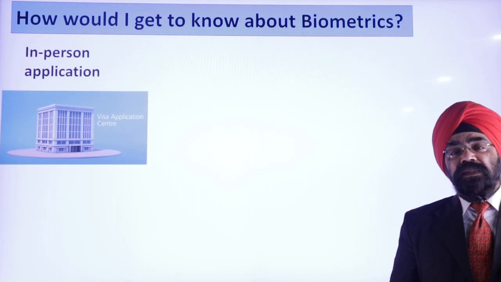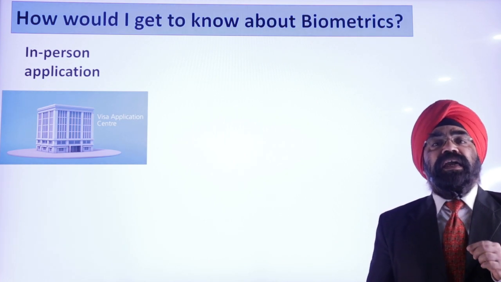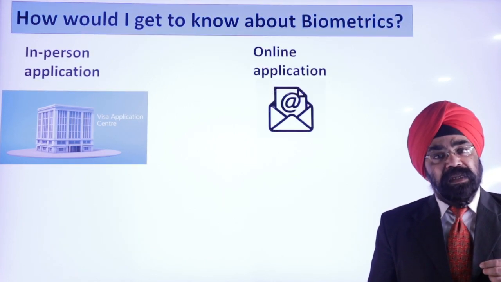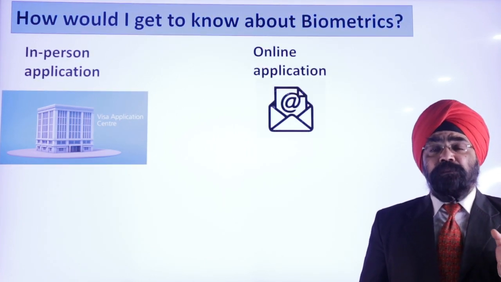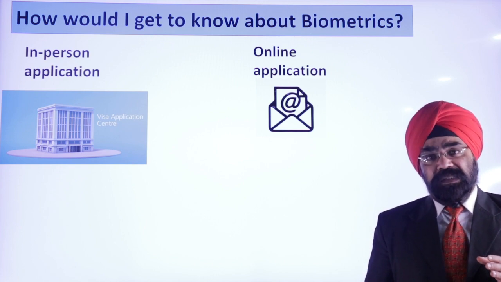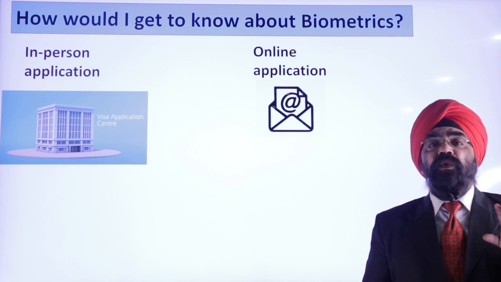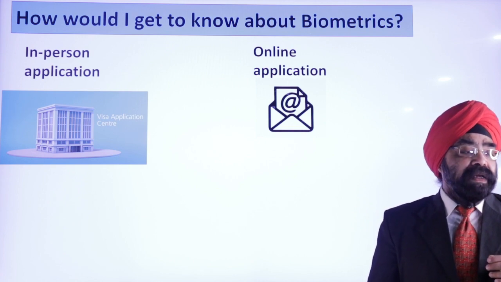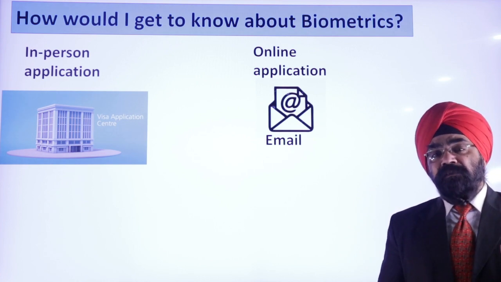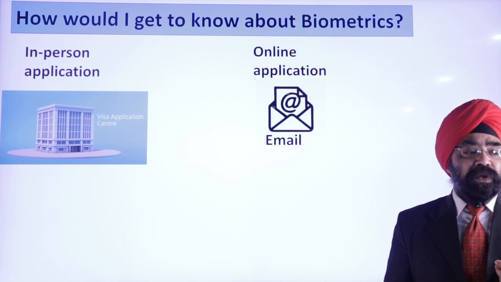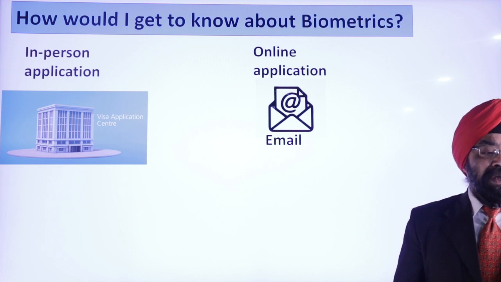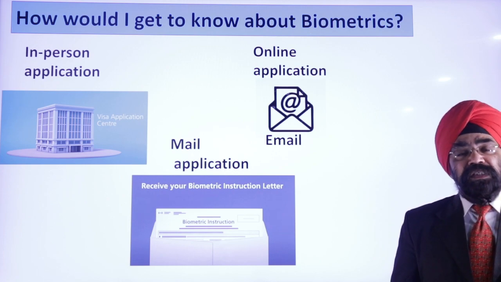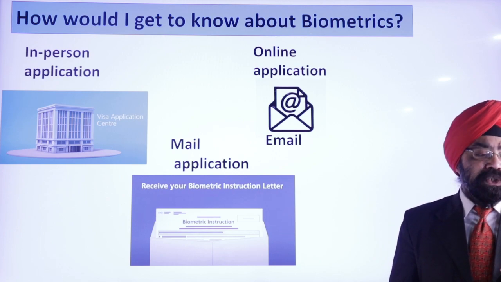If you are submitting your application online, you will get an email saying your application looks complete and you can go for biometrics. It doesn't say approved or disapproved. It says you are okay to go for biometrics. Even a physical mail can come, depending upon your location and the mode you submitted your application. You will get the biometric instruction letter in your physical mail if that route is chosen.